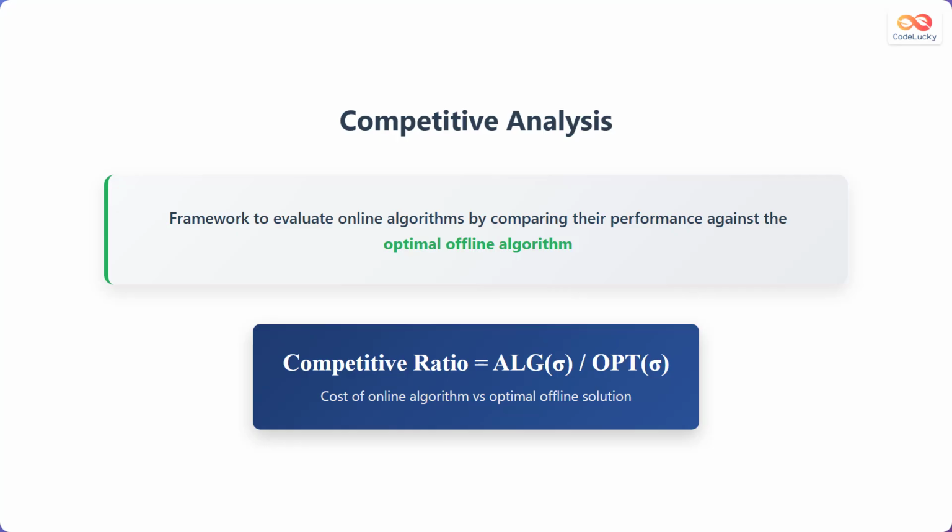To evaluate how well online algorithms perform, we use a framework called competitive analysis. This involves comparing the performance of our online algorithm against the optimal offline algorithm. The optimal offline algorithm knows all the future data in advance and can make the best possible decisions. The competitive ratio is the cost of the online algorithm divided by the cost of the optimal offline solution.